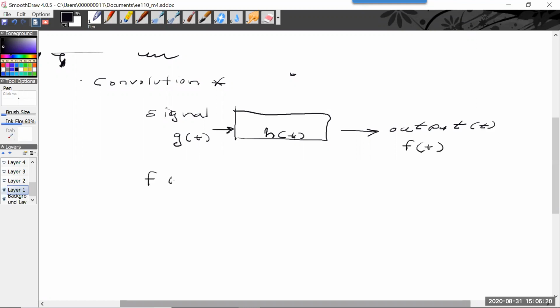So if we write this mathematically, we have our new function of t, our signal, and this is the convolution symbol, and then the system, which is also a function of time.